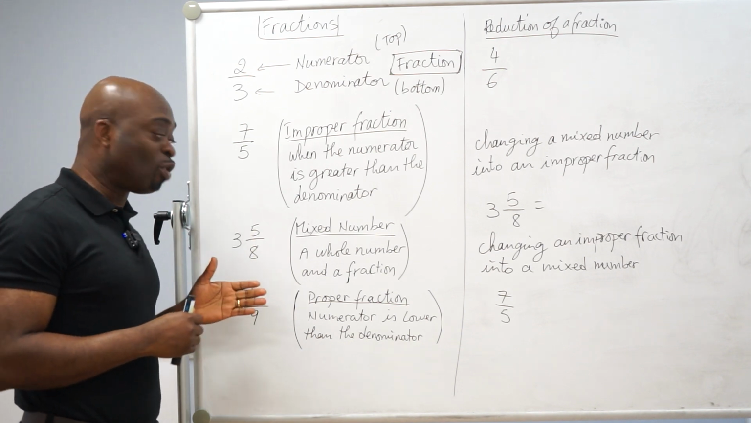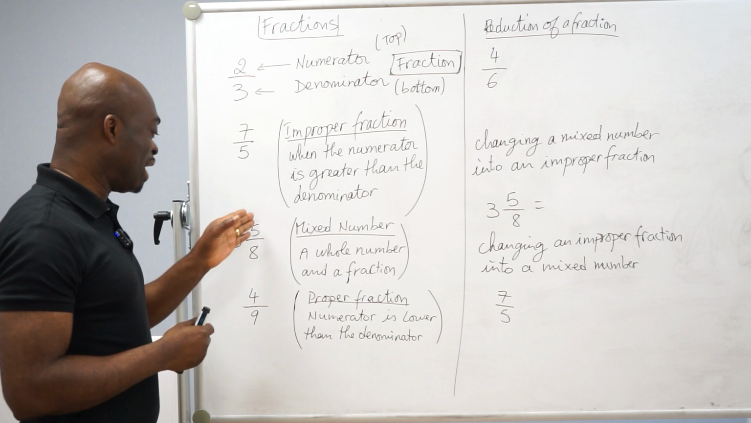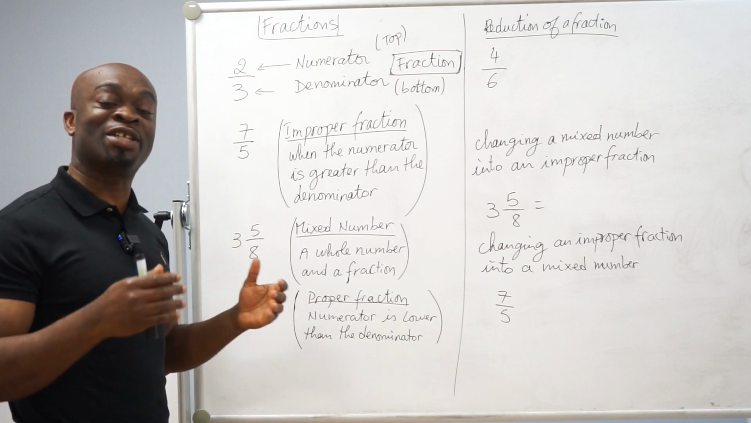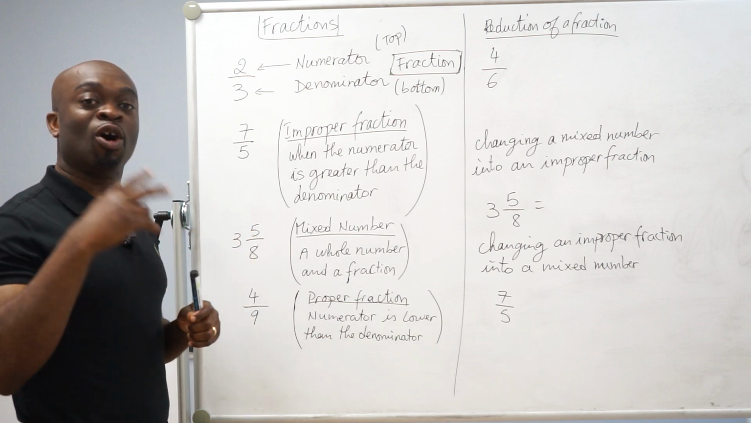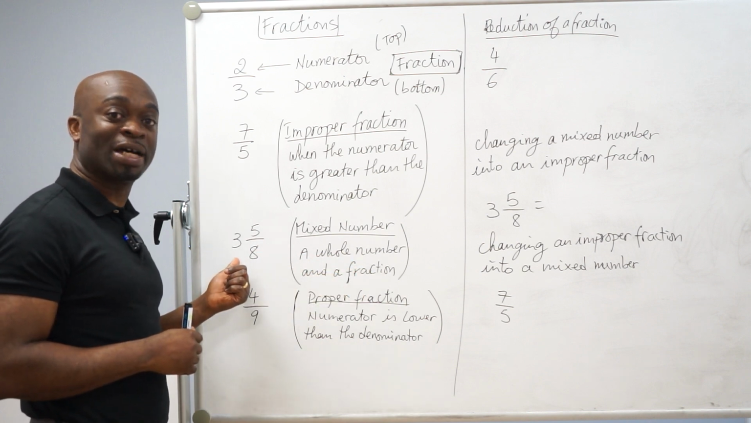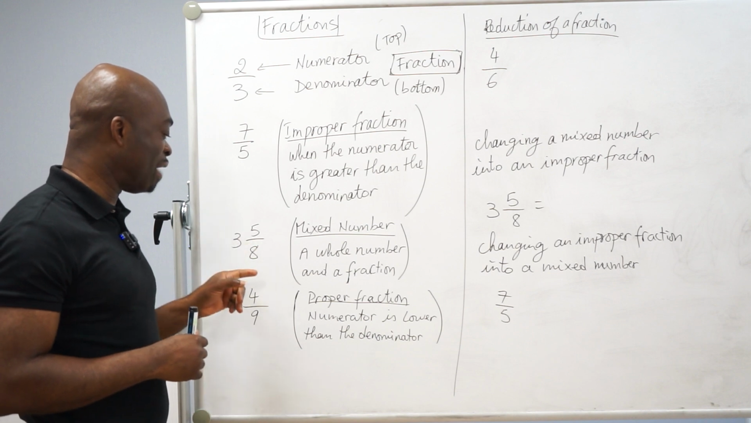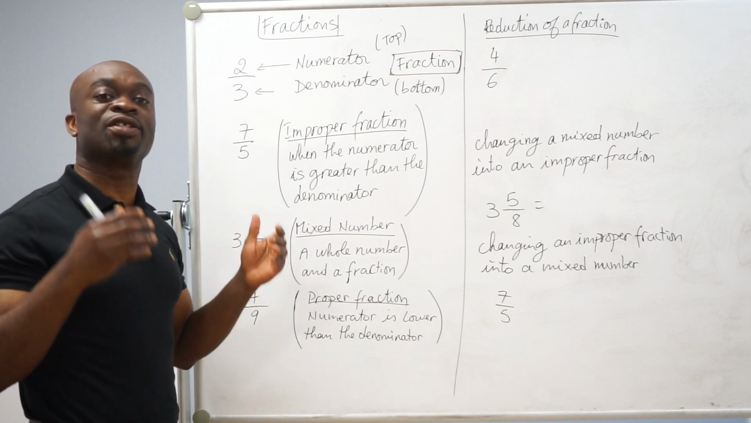Next, we have what we call a mixed number. For a mixed number, you have 3, then you have 5 over 8. A mixed number is the composition of 2 elements. One is a whole number, which in this case is positive 3, and then you have another fraction next to it, which is 5 over 8, and that's what we call a mixed number.